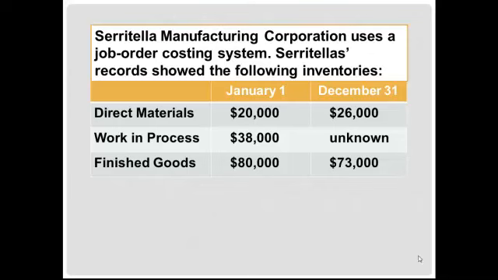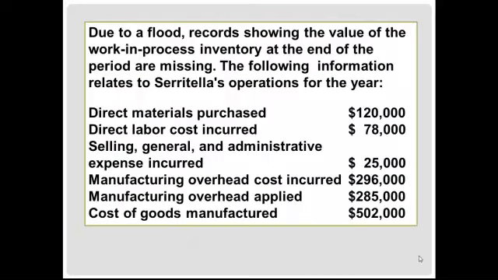Saratella Manufacturing Corporation uses a job order costing system. Saratella's records show the following inventories. So we've got beginning and ending inventory for direct material, work in process, and finished goods. But notice that work in process ending inventory is unknown. Due to a flood, records showing the value of the work-in-process inventory at the end of the period are missing.